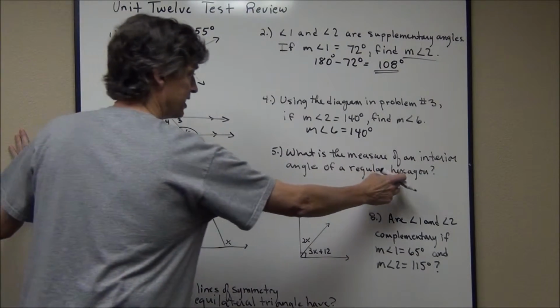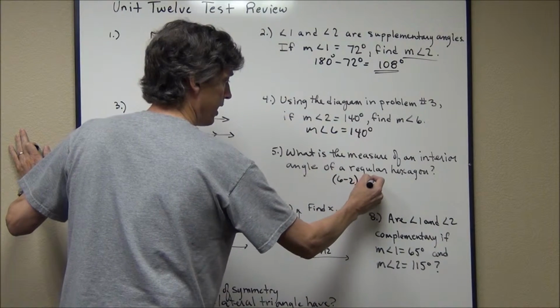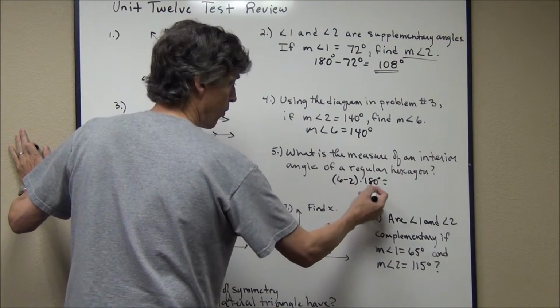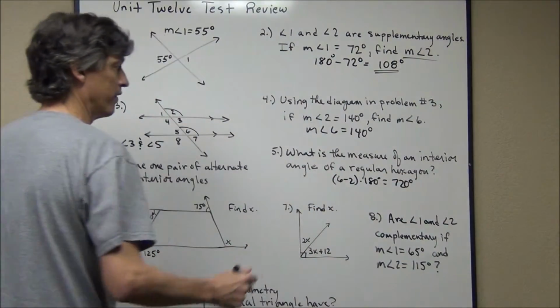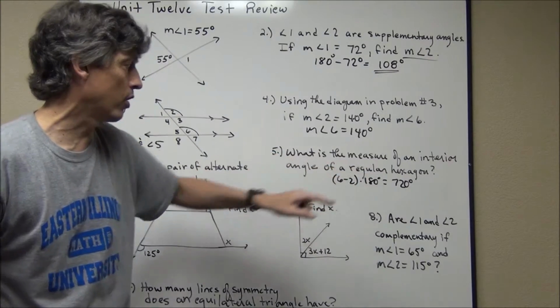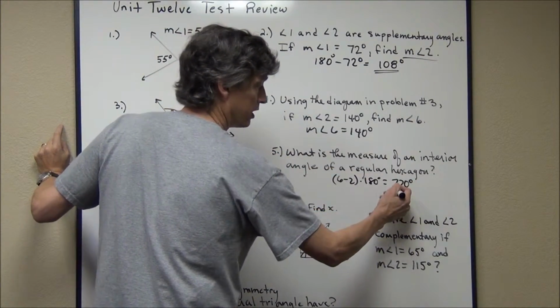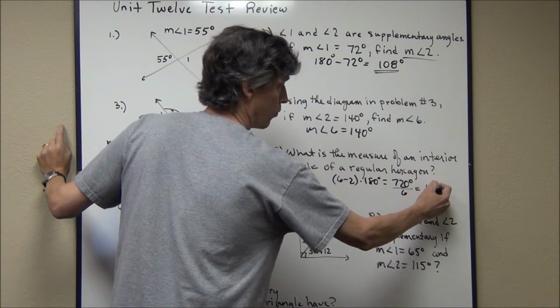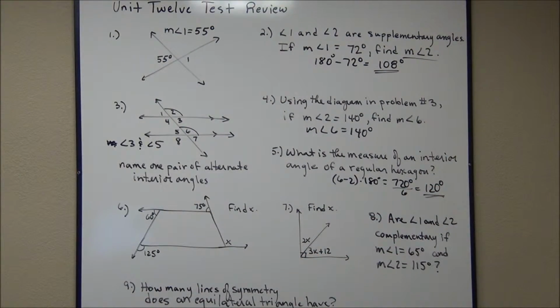Problem 5, what is the measure of an interior angle of a regular hexagon? Hexagon, remember, has 6 sides. The sum of all the angles would be 6 minus 2 times 180, which is 4 times 180, or 720. But since we're trying to find the measure of only one of the interior angles, remember it's regular, so they're all the same size, all 6 angles have to divvy this up evenly, so I'll divide by 6 and I will get 120 degrees for the measure of one interior angle.